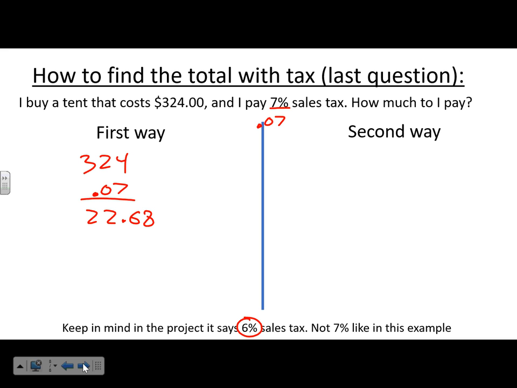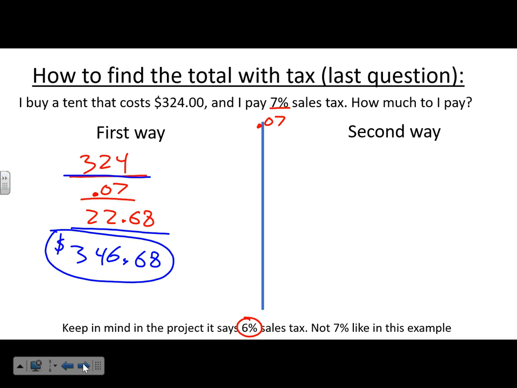But that's not your answer. Wouldn't that be awesome if sales tax was 7%? So instead of paying $300, I just paid $22. It'd be great. You're paying $22 extra dollars. So you're going to pay the $324 and the $22.68 on top of that. So the total is going to be when you add those together. You end up with 346.68.